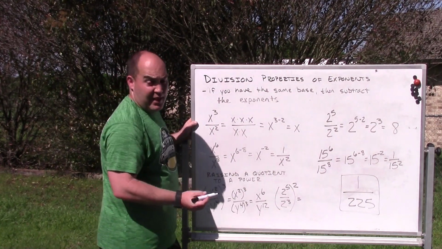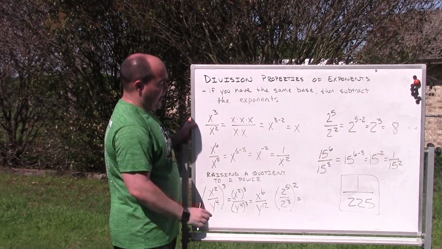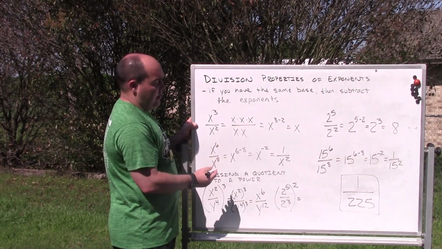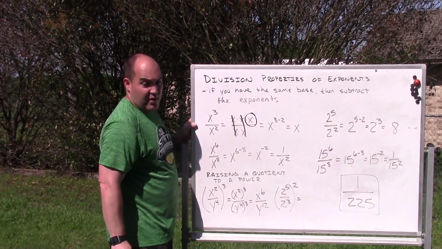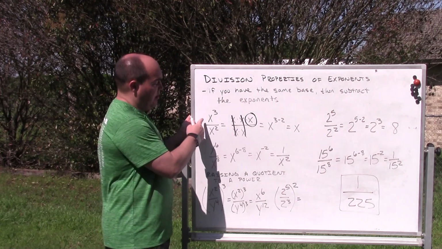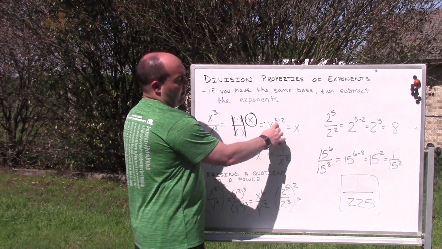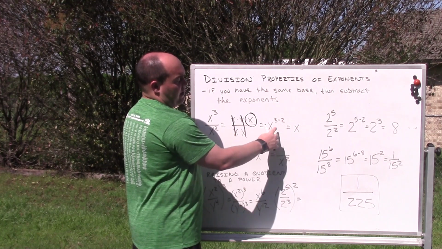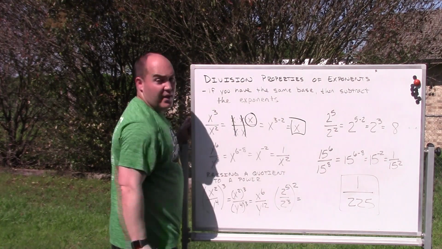If we were going to write this out long ways, x cubed would be x times x times x. x squared would just be x times x. So if we were to cancel those out, all we would have left is just the x on top. So x cubed over x squared, the shortcut is to just subtract the exponents. So 3 minus 2 is 1. So your answer is just x.